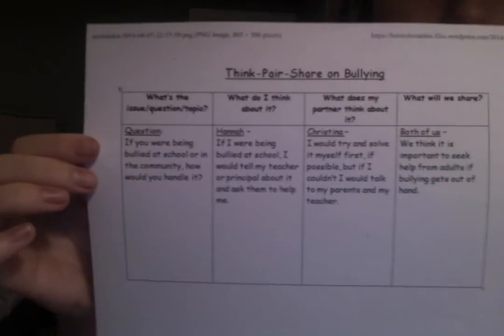So this is a demonstration of a Think, Pair, Share on bullying. So this is what it looks like, and this is just a format of how you would do it and what the students might say. So for this one, it says, what is the issue? The question that the teacher asks them is, if you were being bullied at school or in your community, how would you handle it? So she groups 2 people together. So for this one, it's Hannah and Christina.